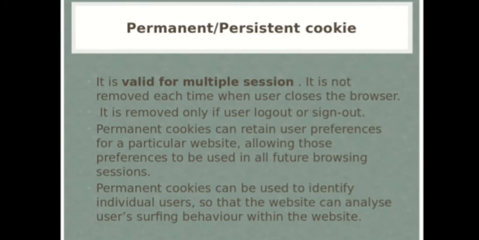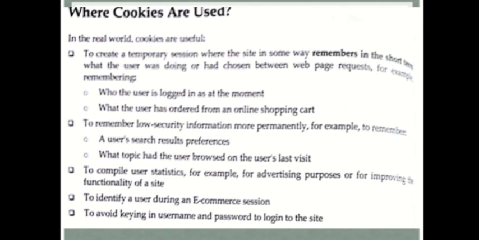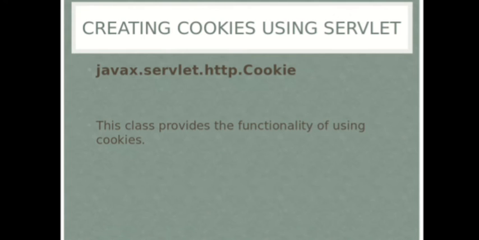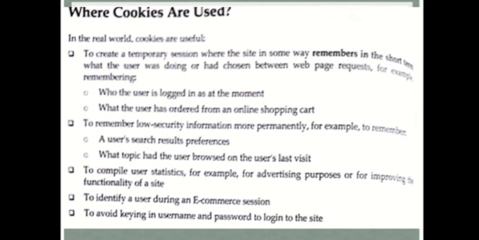The opposite of the session cookie is the persistent cookie. It is valid for multiple sessions. That means it is not removed each time the user closes the browser, but it is removed when the user logs out or signs out. Then we have seen where these cookies are used.